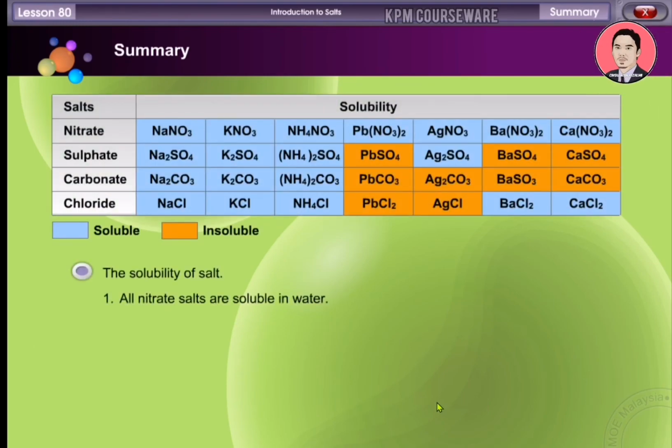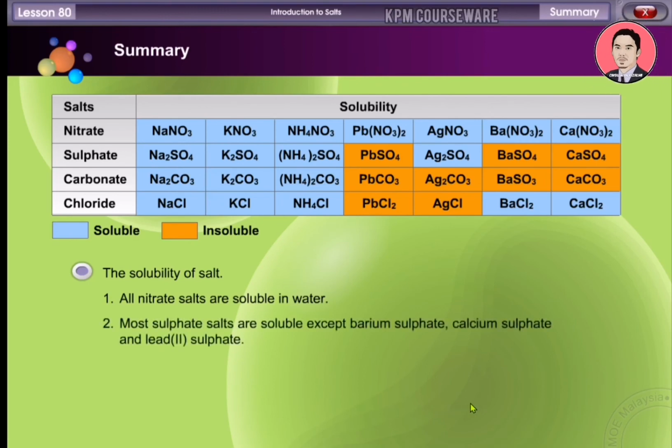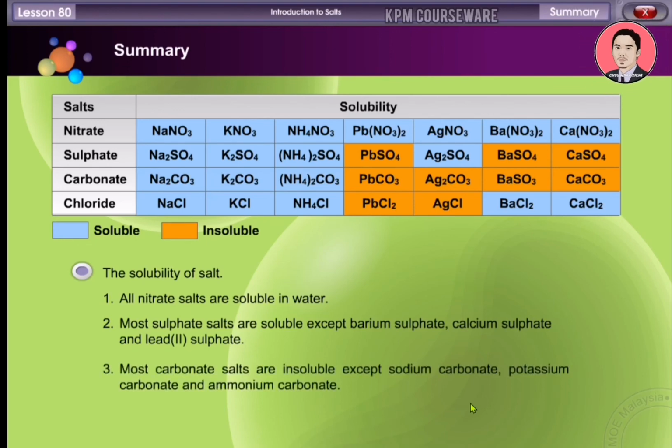All nitrate salts are soluble in water. Most sulfate salts are soluble, except barium sulfate, calcium sulfate, and lead-2 sulfate. Most carbonate salts are insoluble, except sodium carbonate, potassium carbonate, and ammonium carbonate. Most chloride salts can dissolve in water except silver chloride and lead-2 chloride.